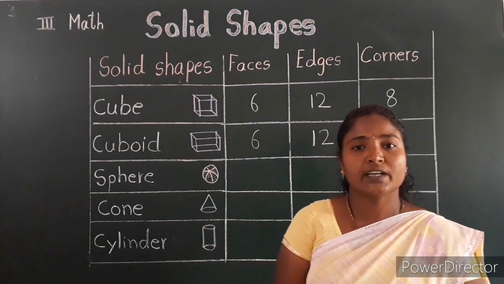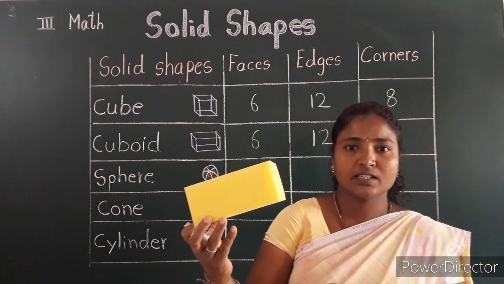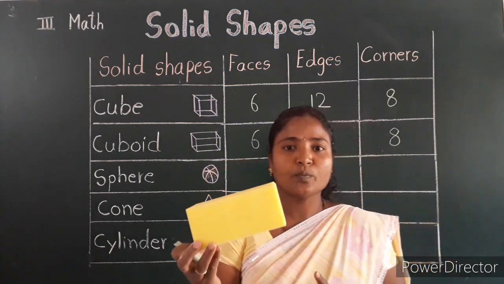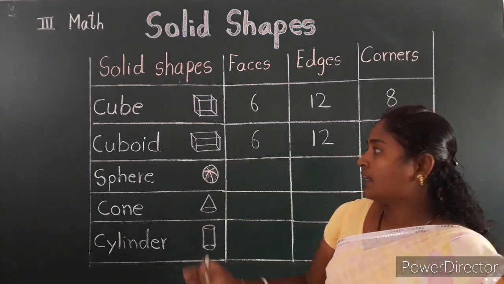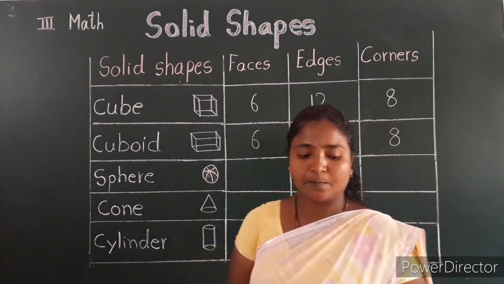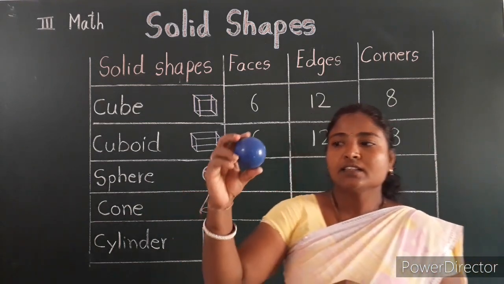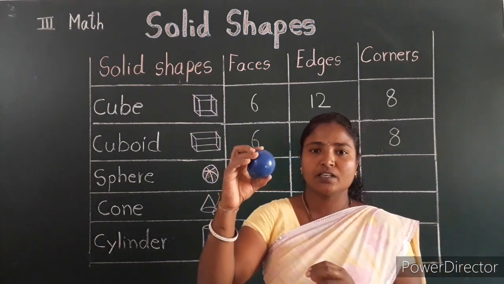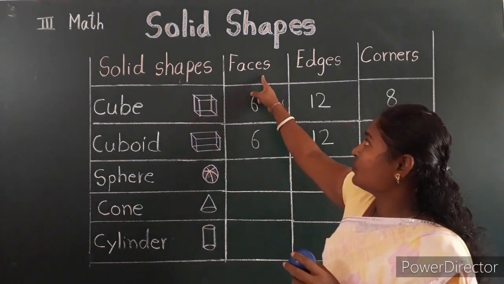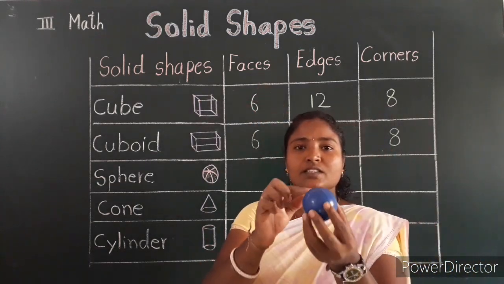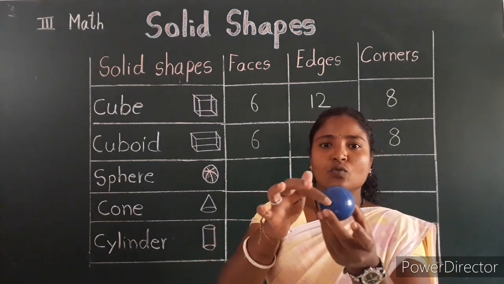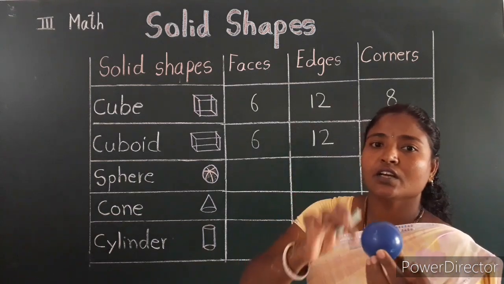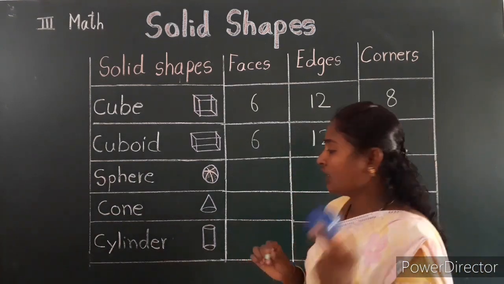An example for a cuboid is a duster, and the eraser you use now is also a cuboid in shape. Let's move to sphere. This is a sphere in shape. Let's count faces. This is a curved face. This is only one face, that is a curved shape. How many faces, children? Curved face, only one.